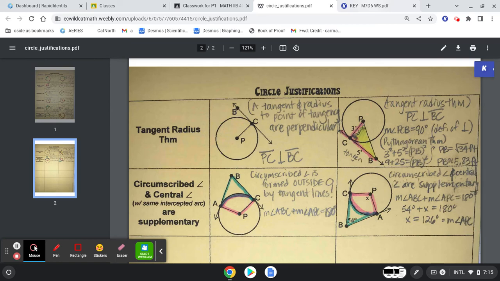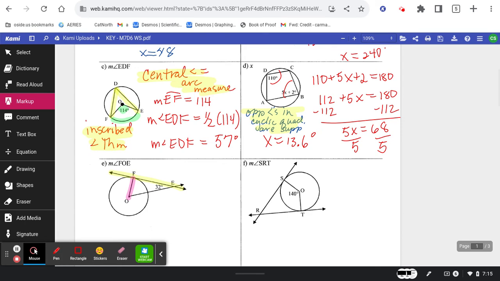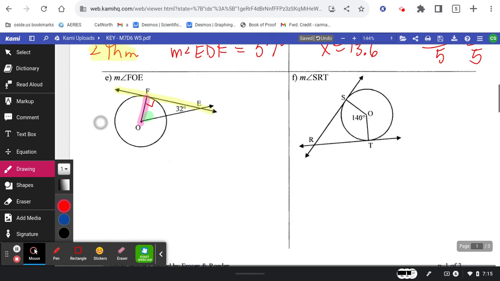We can do trig, we can do Pythagorean. Right triangles are our favorite. So this one's showing an example with Pythagorean theorem because we have that 90. And let's go see what the one in our question is asking. So on this one, they want the measure of angle FOE. And we know that this over here is 90 because of tangent radius theorem.